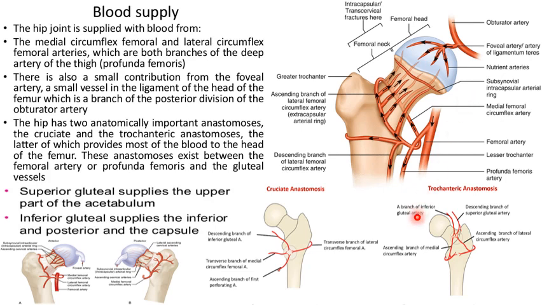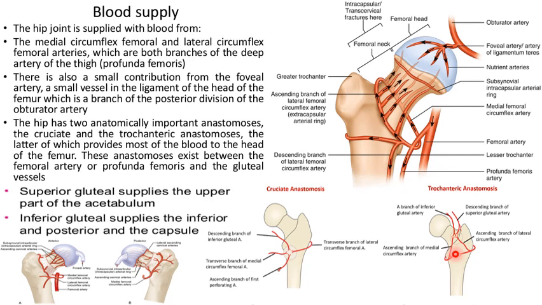And the hip has two anatomically very important anastomoses, that is the cruciate anastomosis and the trochanteric anastomosis. The cruciate anastomosis is between the transverse branches of medial and lateral circumflex femoral arteries, and a descending branch from inferior gluteal artery, and the ascending branch from the first perforating artery.